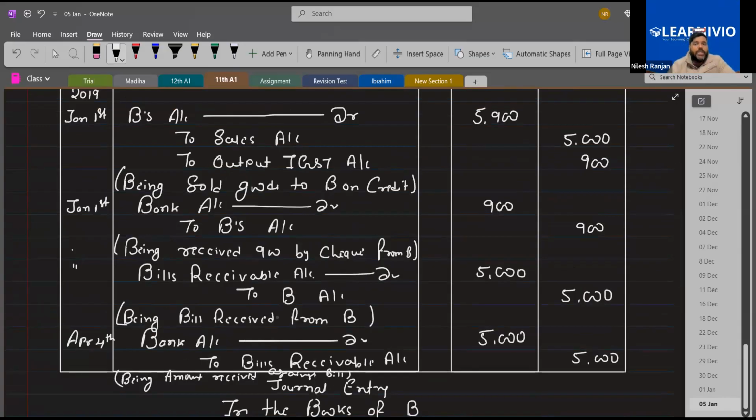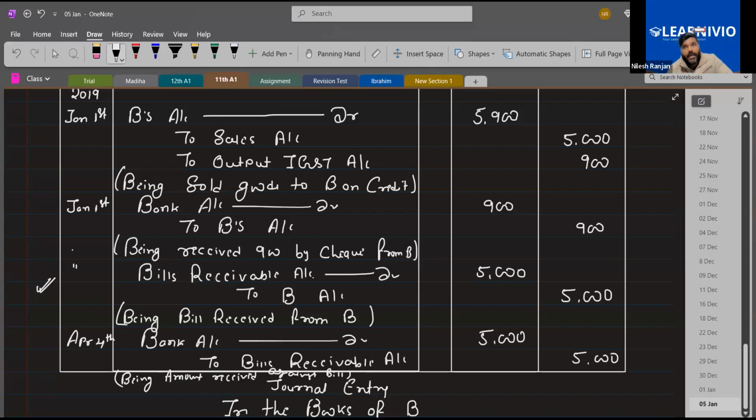Now, one more thing I want to tell you here, that if the bill is not kept until the due date, if the bill is discounted from the bank, then what will be the entry? Because after this entry, when we have received the bill from B, bills receivable account debit to B, we have passed. Now this bill will be given to the bank. So the entry will be bank account debit, discount on bill account debit to bills receivable account, because the bill is going to the bank and we are receiving money from the bank. So bank or cash, whatever, account debit, discount on bill.